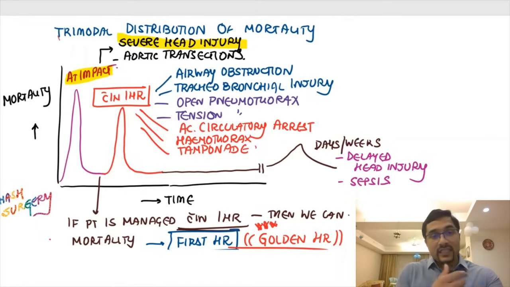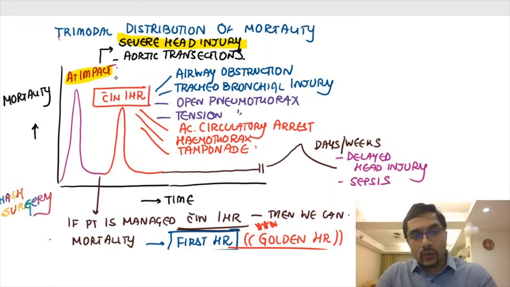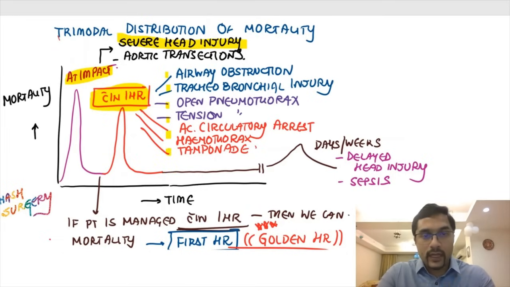Unfortunately, these patients are going to die at the site of injury. You cannot save them. But the next group, the cause of death is within 1 hour, right? And the common causes are airway obstruction, tracheobronchial injury, open and tension pneumothorax, circulatory arrest, and cardiac tamponade and hemothorax.